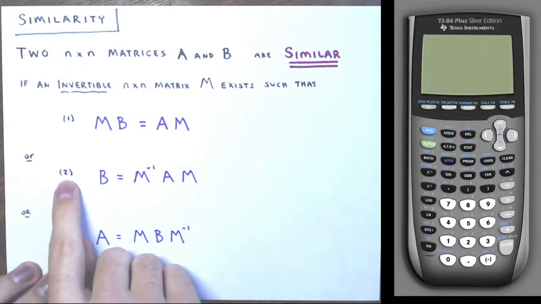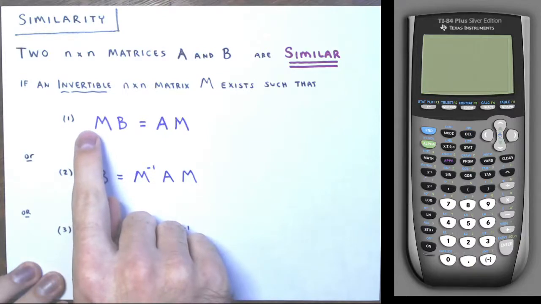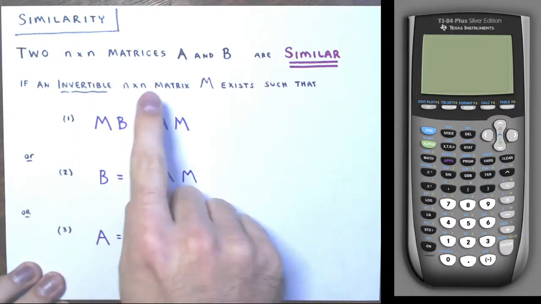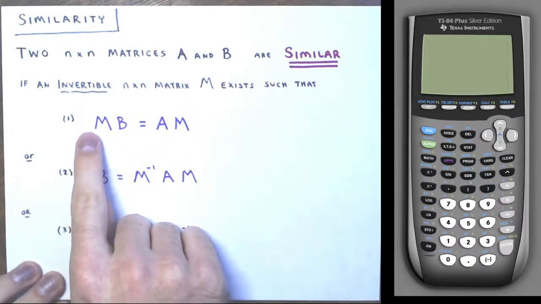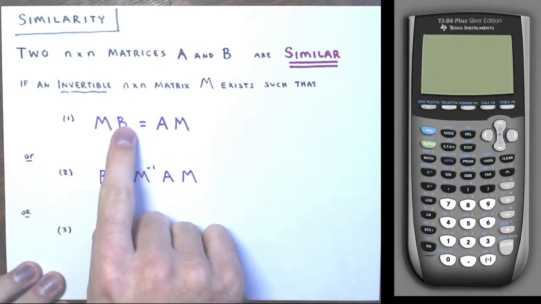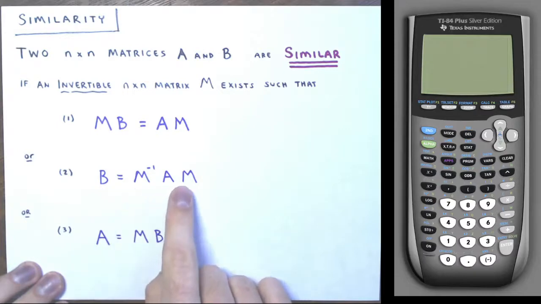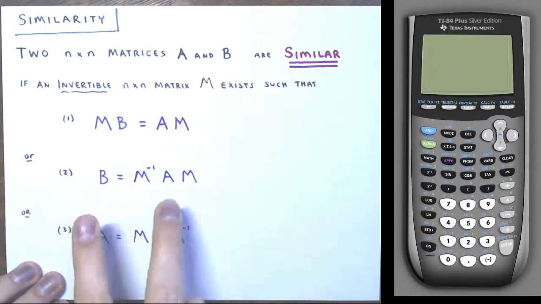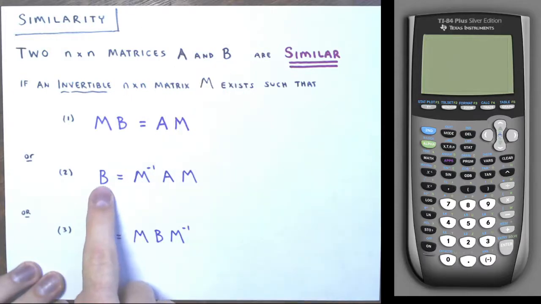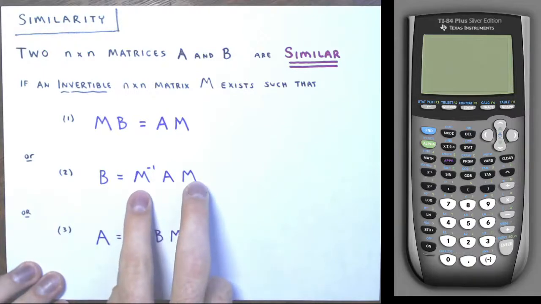Or, just manipulating this, if I multiplied both sides of this on the left by M inverse, because M is going to be invertible here, so M inverse would exist, we'd have B alone, and B equals M inverse times A times M. So again, another way to say that two matrices are similar is if one matrix is equal to the other matrix multiplied by an invertible matrix and its inverse on the outside.